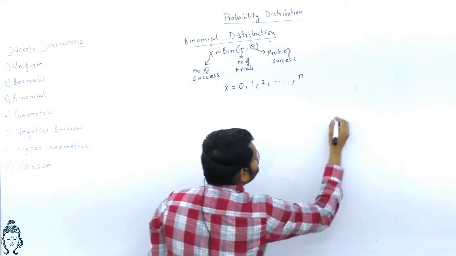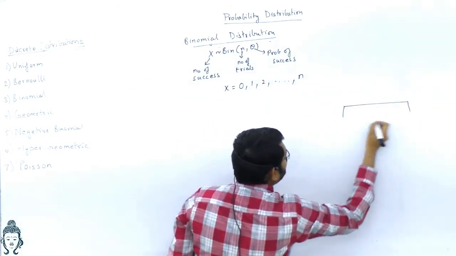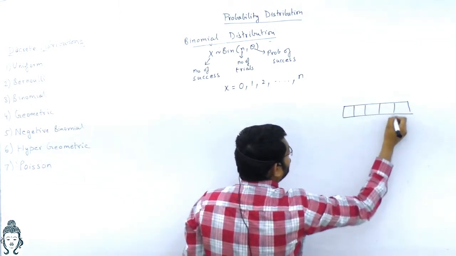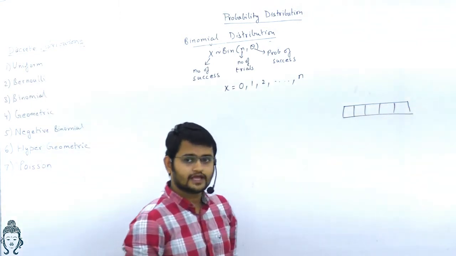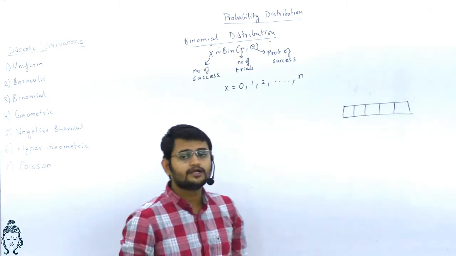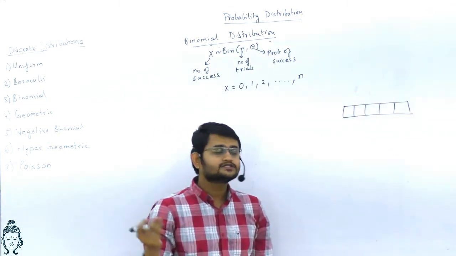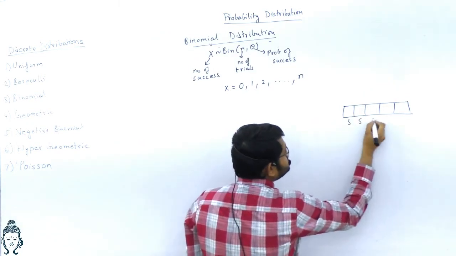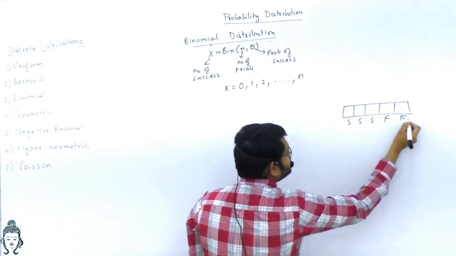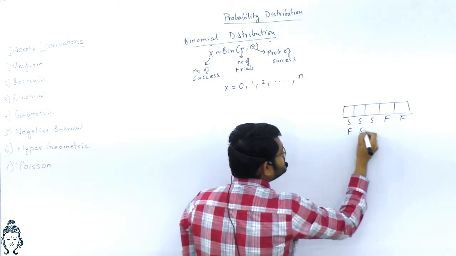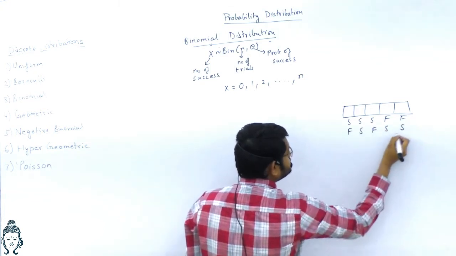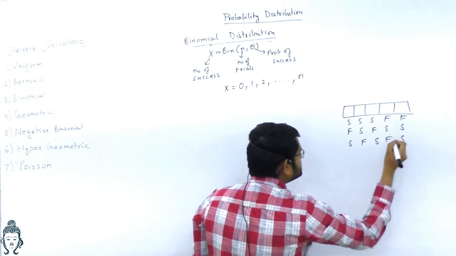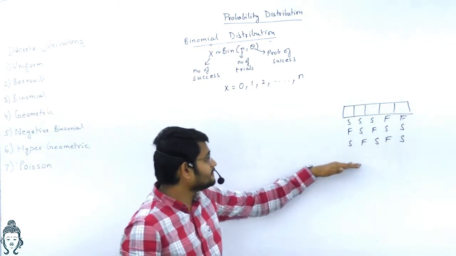Now let's assume that I am doing a coin toss 5 times. And out of these 5 times, I want to know what is the probability that I am going to get success 3 times. So I can get success, success, success, failure, failure, or I can get failure, success, failure, success, success, or success, failure, success, failure, success, and so on. I can get many different ways.